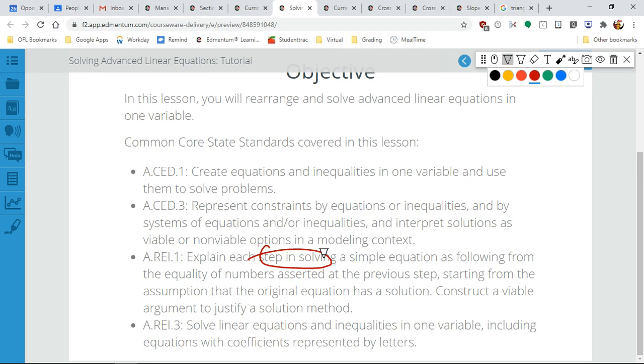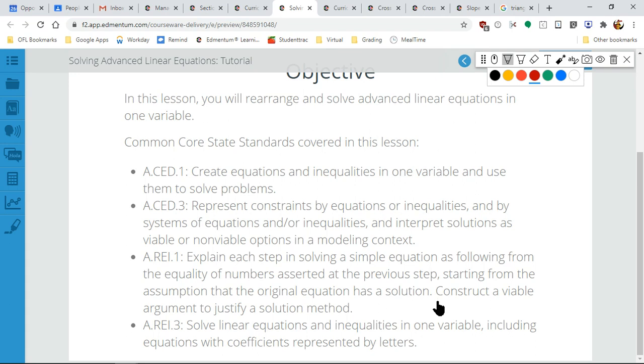We already did one-step solving of equations, so we're just going to add that with constraints. Construct a viable argument. So we're basically just going to make equations from here. Solve linear equations and inequalities with one variable, including equations with coefficients represented by letters.